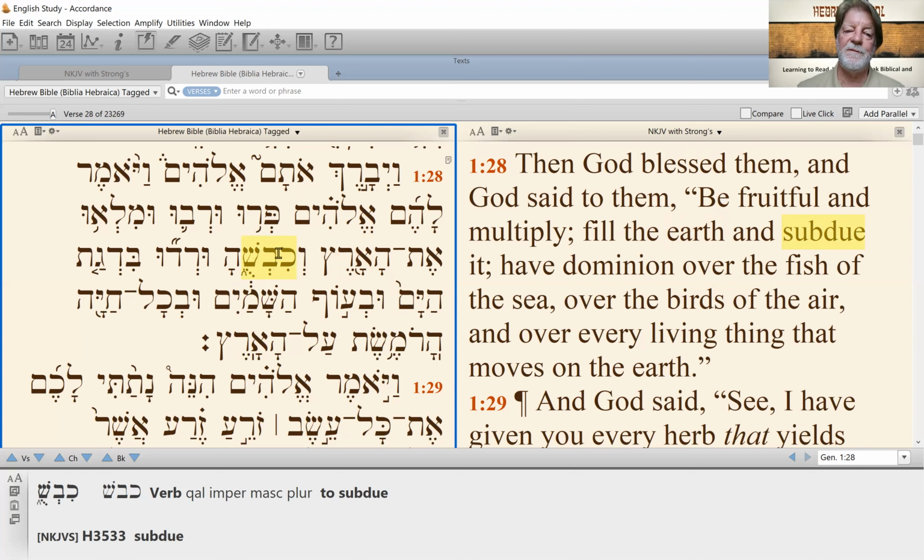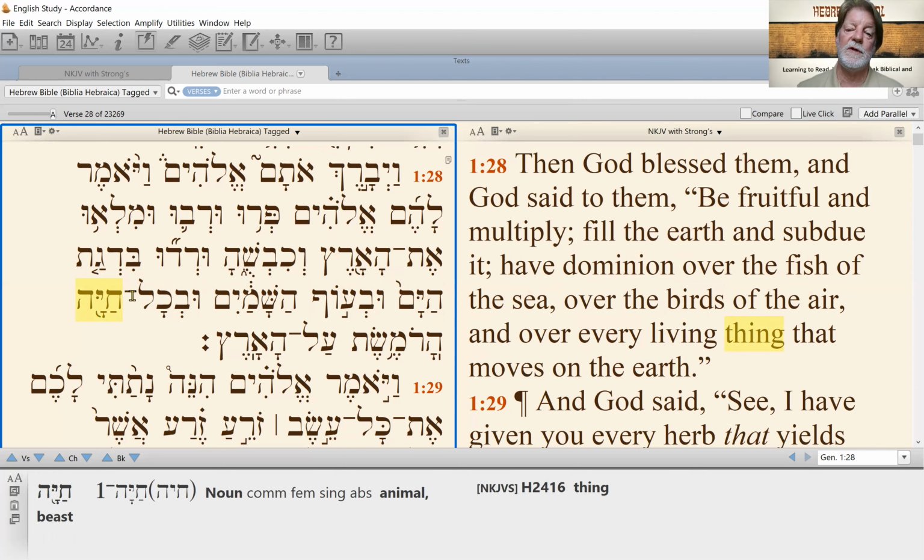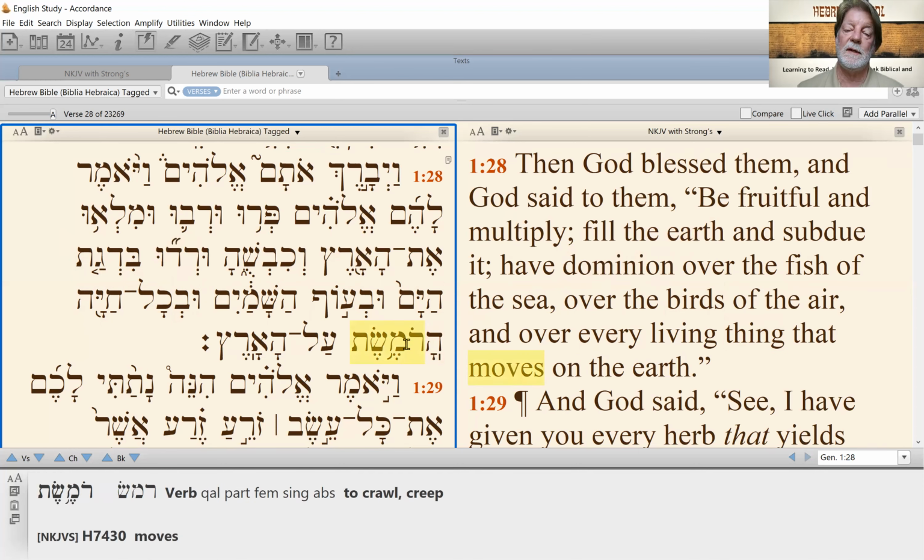Vekivshuha, kavash is a Hebrew verb meaning to subdue. Uredu, to rule over, so subdue the earth and rule over it. Bidgat, rule over the fish hayam, of the sea. Uvof, and over the birds hashamayim, of the skies or the heavens. Uvechol chayah, and over every living thing haromeset, which moves over the earth, which creeps over the earth, al haaretz, upon the earth.